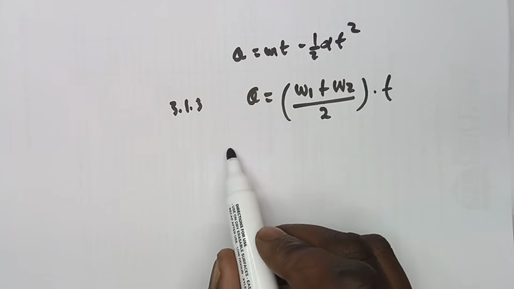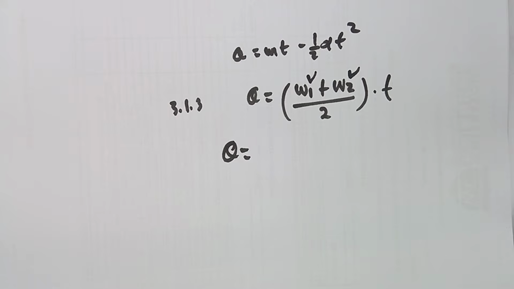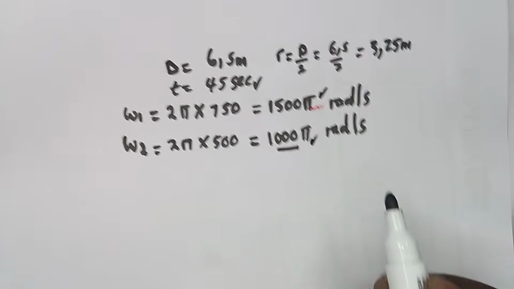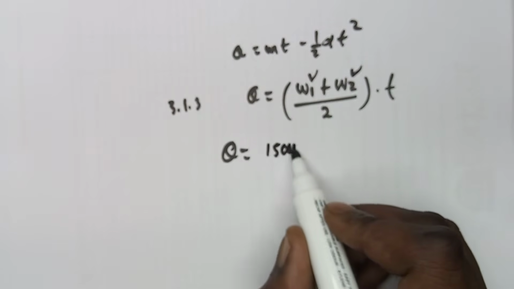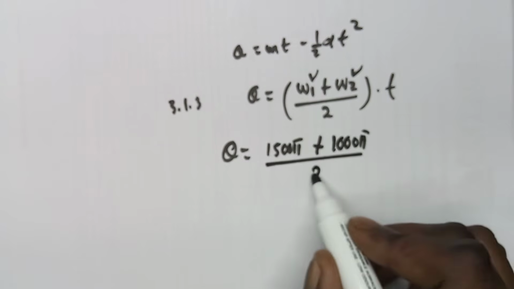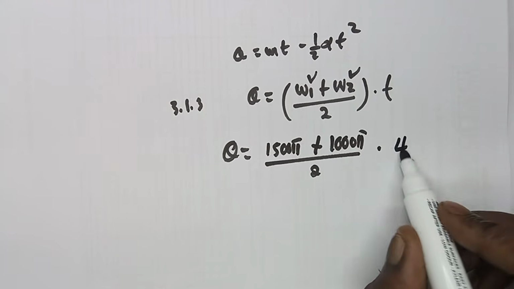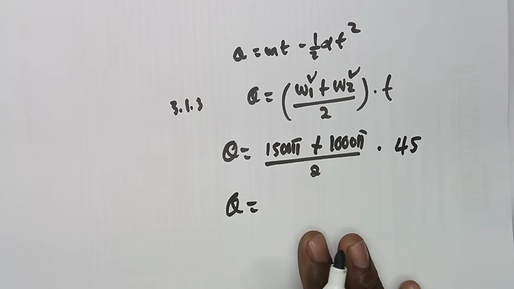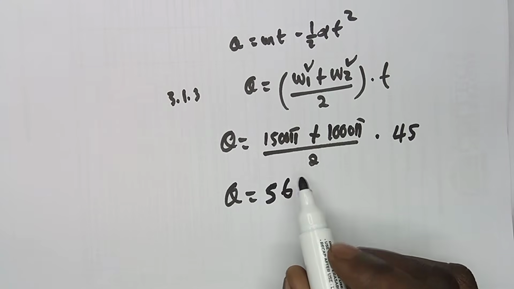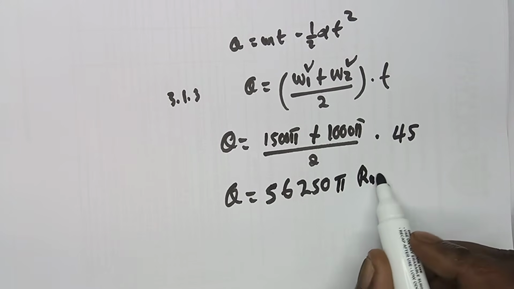So using this one, you're going to have theta, which is the angular displacement. That's omega 1, omega 2, the ones that we are given. We just substitute, because these ones we have them. That's 1500 pi plus 1000 pi, over 2. Okay, so this is going to multiply by the time which was taken, which is 45 seconds. So definitely we are going to obtain a theta there. In this case, I obtained something like 56250 pi. This is what you're going to obtain in radians.